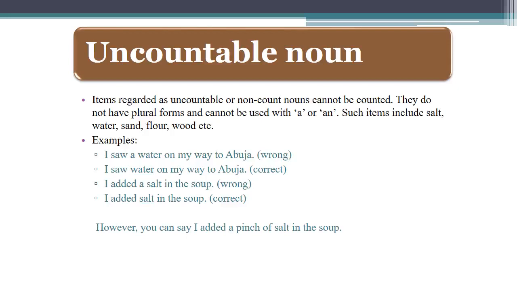I added the salt in the soup. This is also wrong. Instead, you say, I added salt in the soup. However, you can say, I added a pinch of salt in the soup to indicate the quantity of salt you added in the soup.